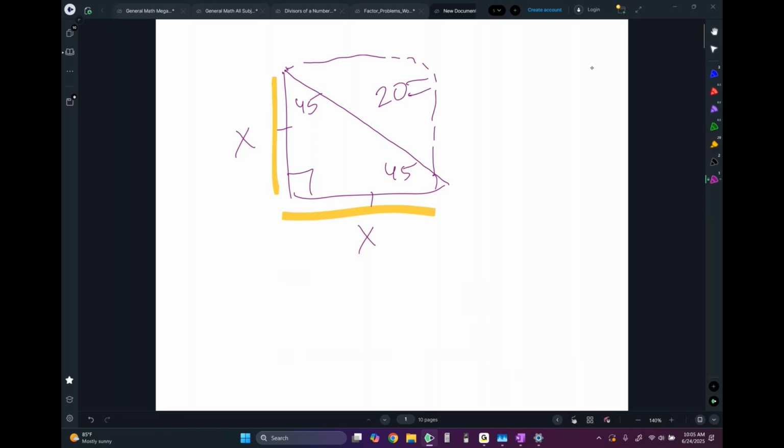20 times, or 20 √2? No. 20 will be equal to whatever x is times √2. You got to be careful with your vote. There you go. Okay, so that's an algebra problem. Do you see it? That's an algebra problem that you're solving.